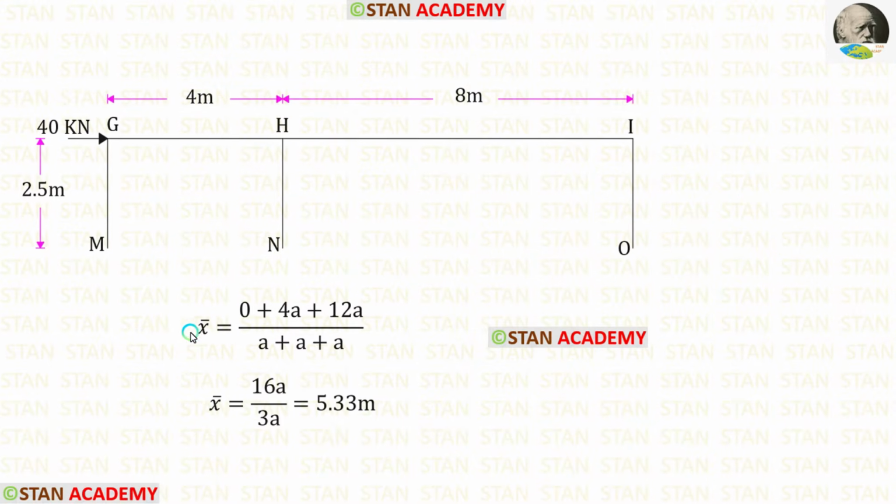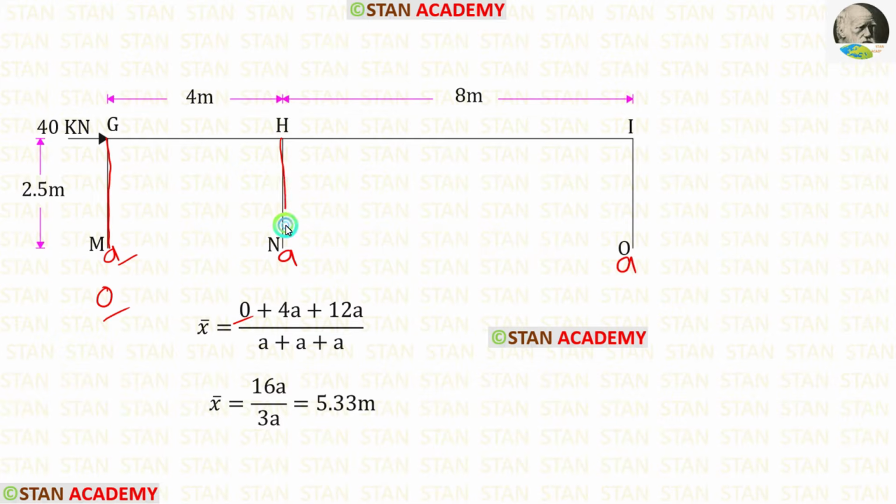Now let us find the location of center of gravity x bar. We are going to find x bar from the left side. We know that all of the members have the same cross-sectional area. Let us keep the area as A. For the member GM, there is no distance, so the distance is 0. When we multiply area with the distance, we will get 0.